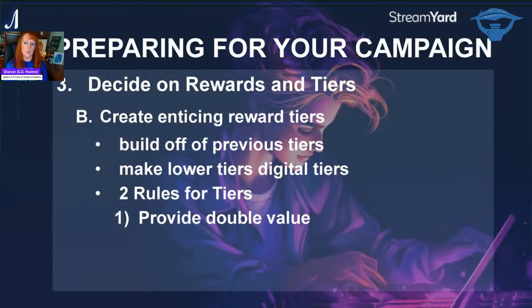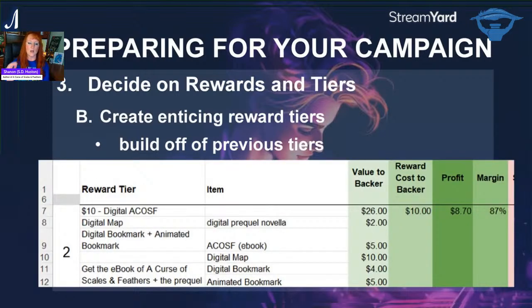Maybe you would put it up on Amazon at $16.99. Well, then you want to make sure that if you provide it in a higher tier, you're providing double value. And this gets harder with digital because you have to figure out what your digital is worth, and that's really hard to do. So I have an example here of mine.